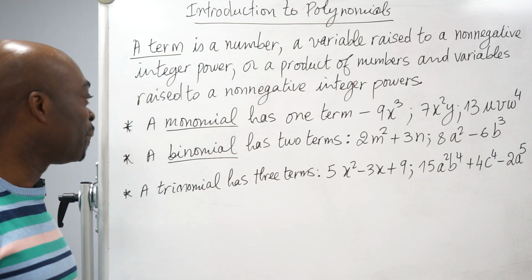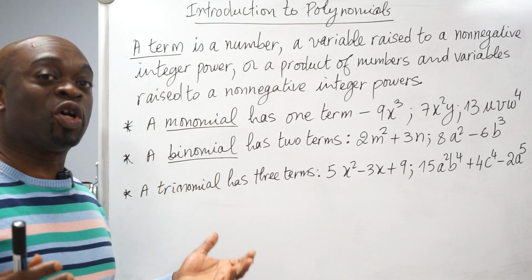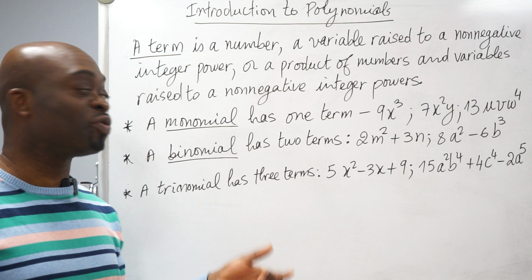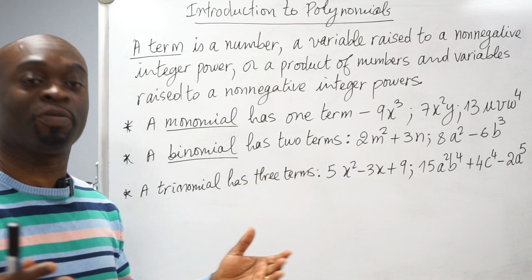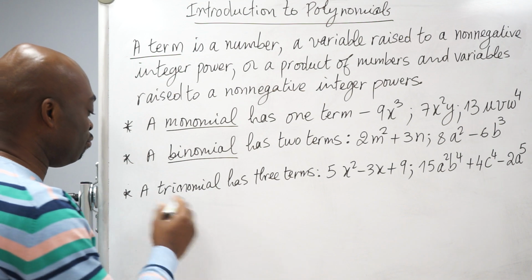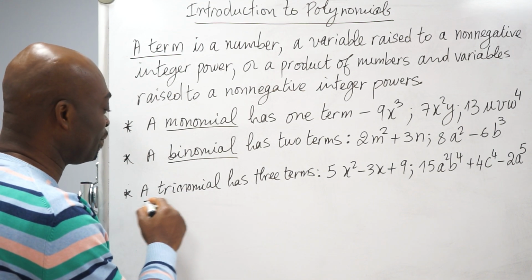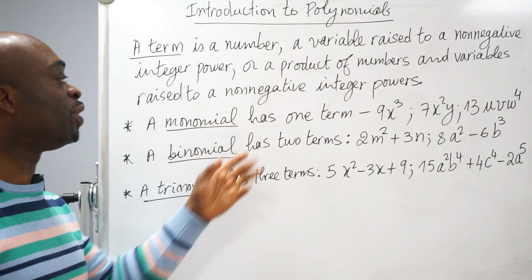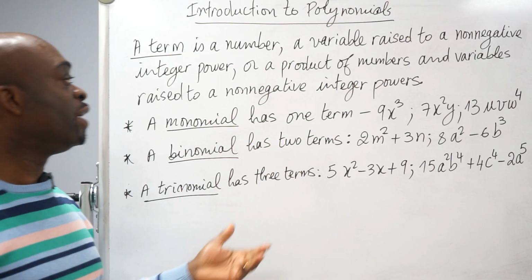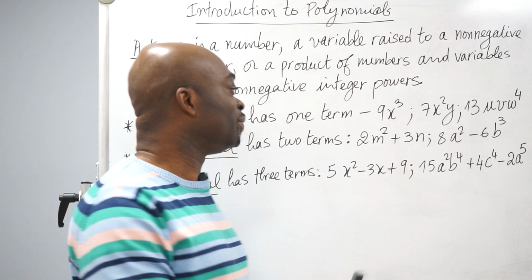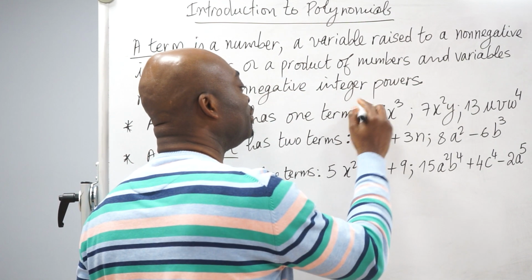Now, what are the kinds of terms that we have? We have one term, two terms, three terms, four terms. But let's talk about three of them that we see a lot of times. The first is a monomial. A monomial has one term. So what are some examples of a monomial?